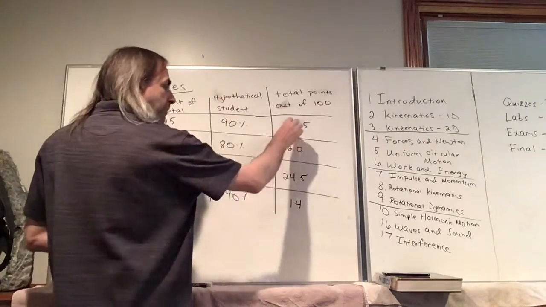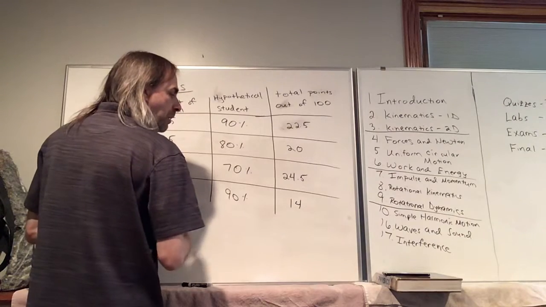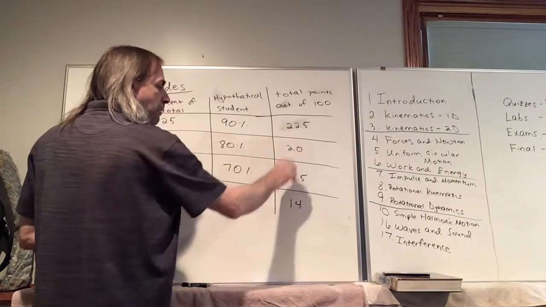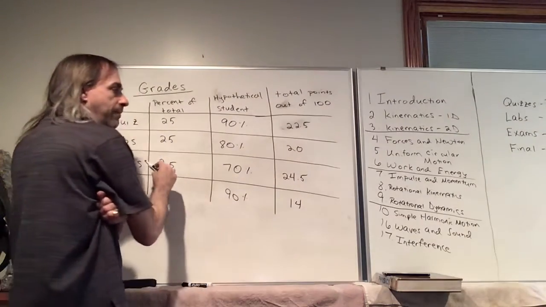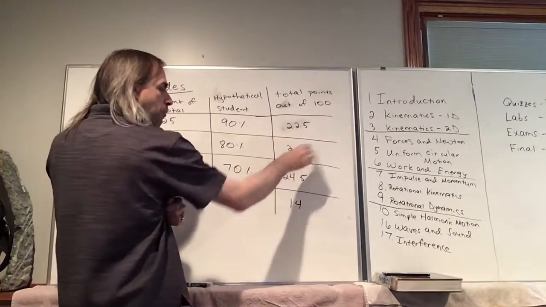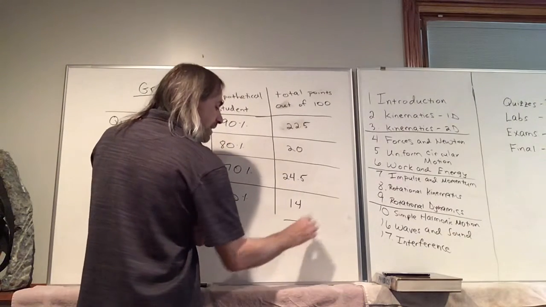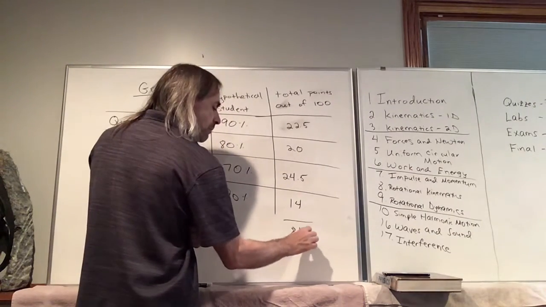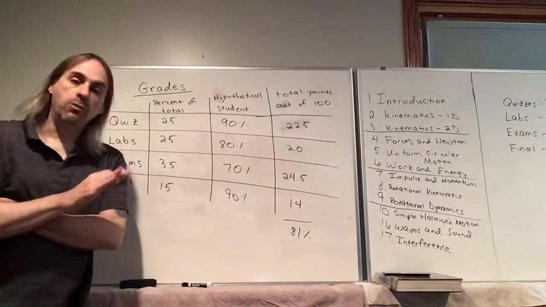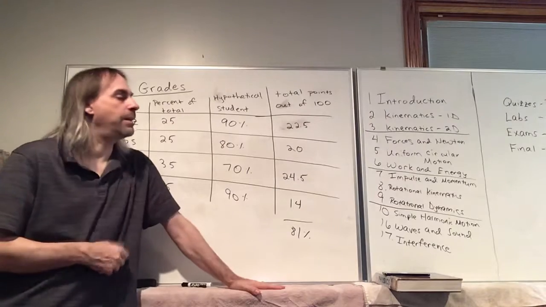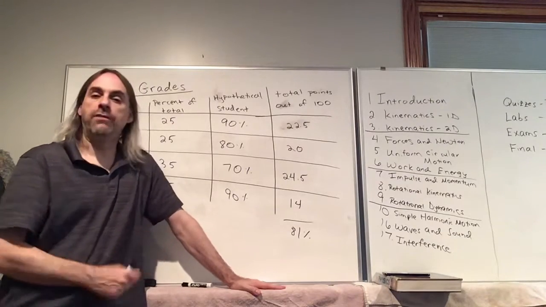So let's do that. We've got 70, 20, 20, 20, and 10, that's 70. And then 2.5 and 4.5. Looks like this is an 81% overall, which would be a B. And so it's a good idea to maintain a record of all your scores.